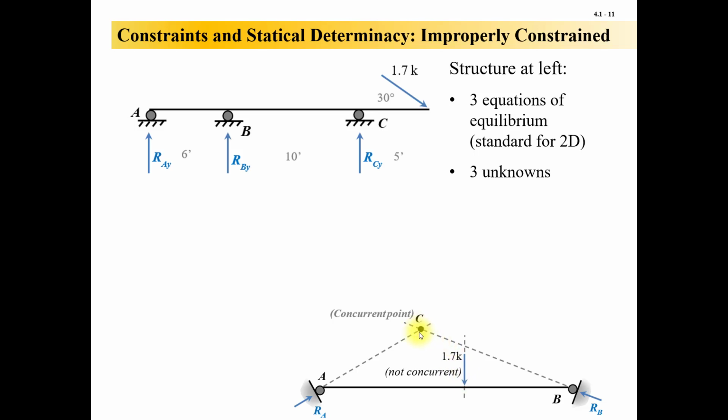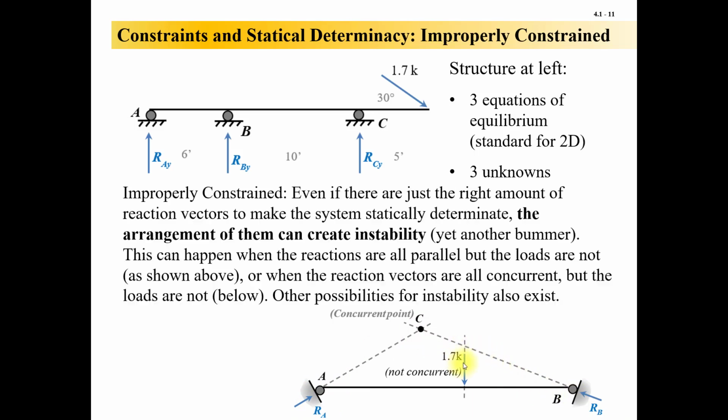If you sum moments about point C, you get no moment generated by any of your support reactions, but your applied force generates a moment, and that's the big bummer. So even if there are just the right amount of reaction vectors to make a system statically determinate, the arrangement of them can create instability. This can happen when the reactions are all parallel, like up above, but the loads are not, like here, or when the reaction vectors are all concurrent, but the loads are not below. There are other possibilities, but these are really the main ones.